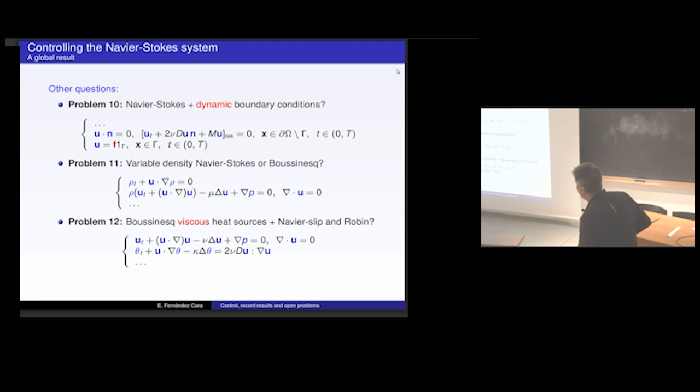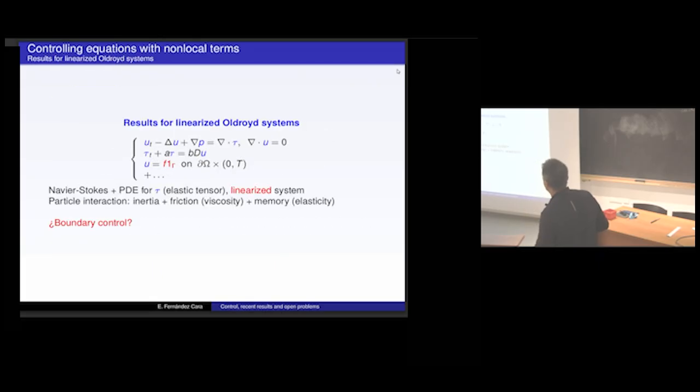And also for what is called the Boussinesq system, in which we find a term in the right-hand side of the heat equation. So there are many questions around the conjecture that probably can be at least partially solved with the same arguments. And I'm going to finish with a linearized Oldroyd system. This is another variant of the Navier-Stokes equation. In this case, we have a term on the right-hand side that is a tensor, called the extra elastic tensor.